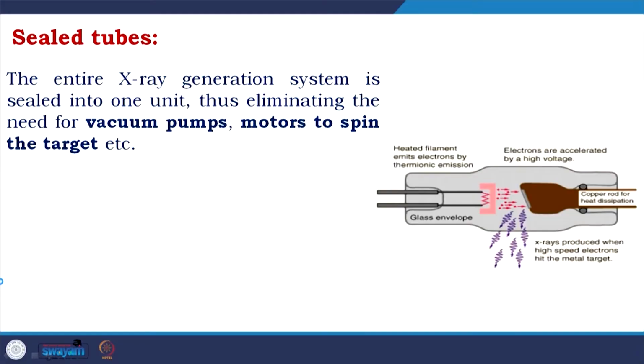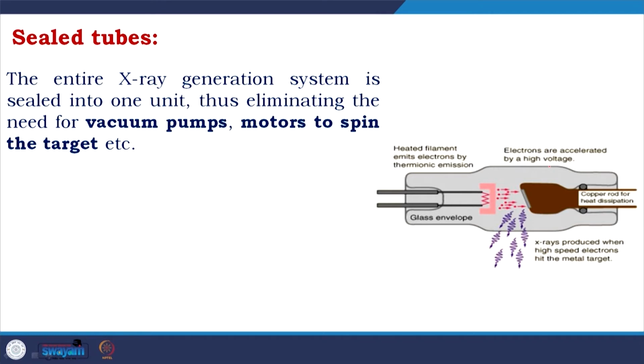One of them is the Coolidge tube or sealed tube. Here, if you see this picture, the heated filament emits electrons by thermionic emission. Electrons are accelerated by a high voltage, with a copper rod for heat dissipation, and X-ray is produced when high speed electrons hit the metal target. So, copper is used as a metal target, or a different metal target could also be used. The entire X-ray generation system is sealed into one unit, thus eliminating the need for a vacuum pump and a motor to spin the target.